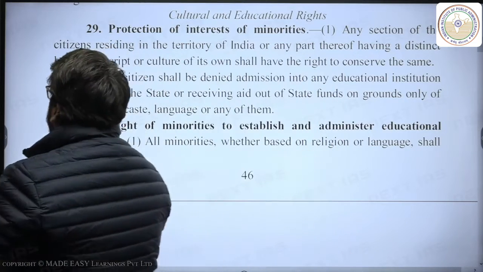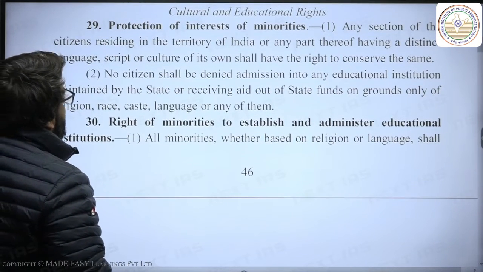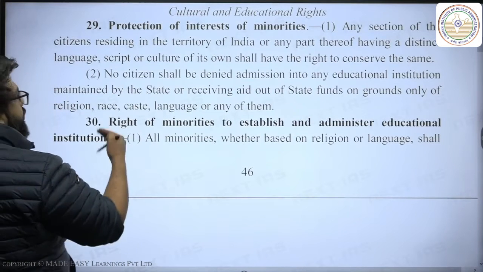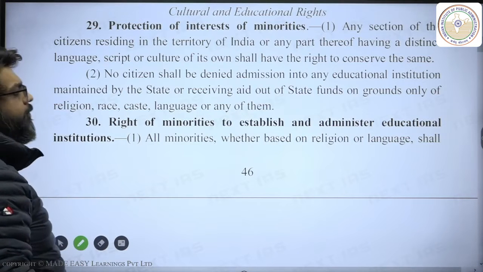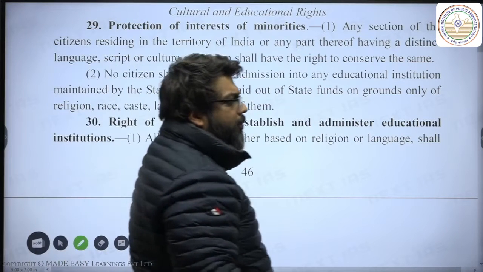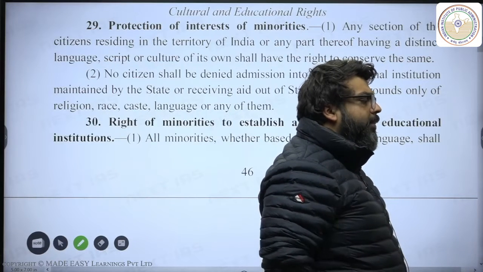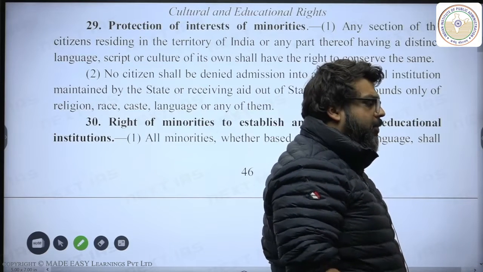So let's start. Article 29, the title of the article says, the protection of the interests of minorities. It has two subclauses. Questions from here are extremely unlikely from the exam point of view for multiple reasons. First, there isn't a lot that happens here. And two, if you understand what basically this is supposed to tell you, this is more than enough.